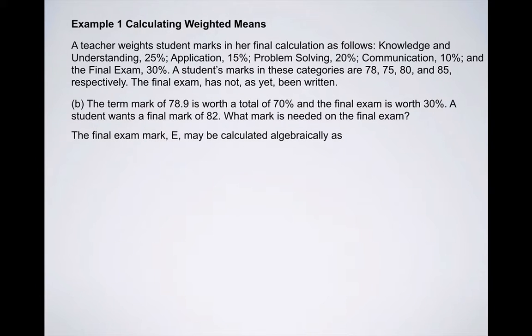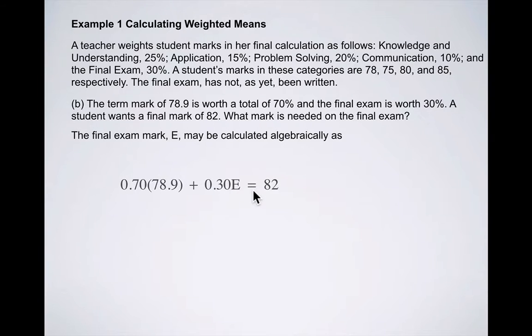So part B wants you, if the term mark of 78.9 is worth 70% of the final mark, and the final exam is worth 30%, the student wants a final mark of 82. What mark is needed on the final exam?